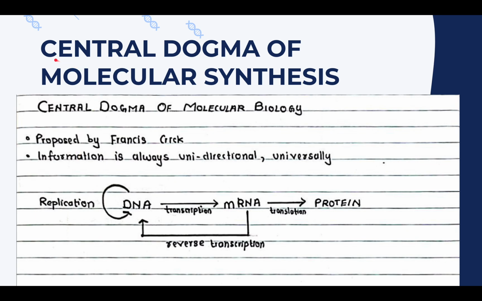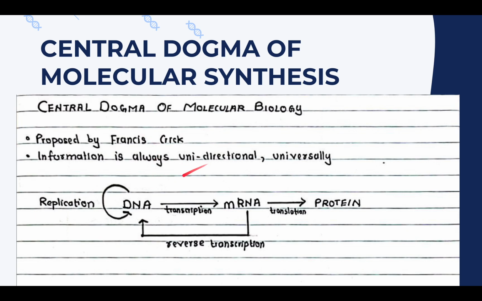We can continue. So, central dogma of molecular biology. This is pretty important. Central dogma of molecular biology was proposed by Francis Crick. A lot of things in the chapter were made by Francis Crick, so yeah, he's a pretty cool guy. Next point: information flow is always unidirectional and universal.